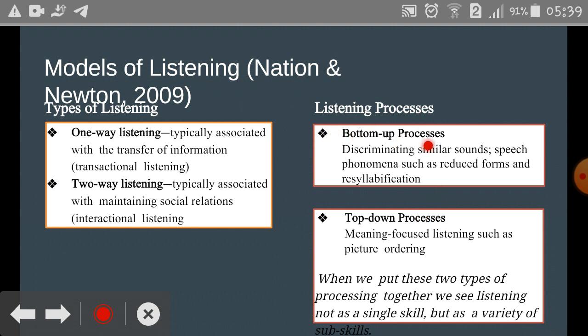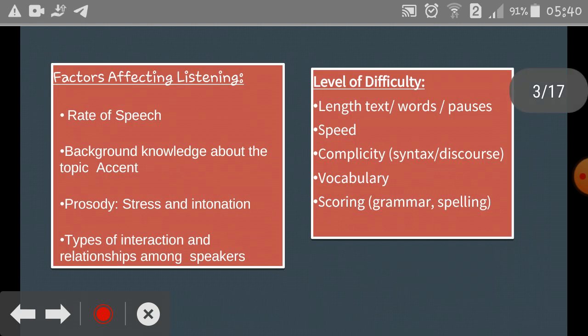And there are two listening processes. The first one is the bottom-up process. It is like, for example, discriminating similar sounds or speech phonemes, such as reduced forms and also syllables. Another one is the top-down process. It means meaning-focused listening, such as picture ordering. So here are some models of listening according to Nation and Newton. We will begin with the types of listening, but before that we need to know the factors that affect listening.